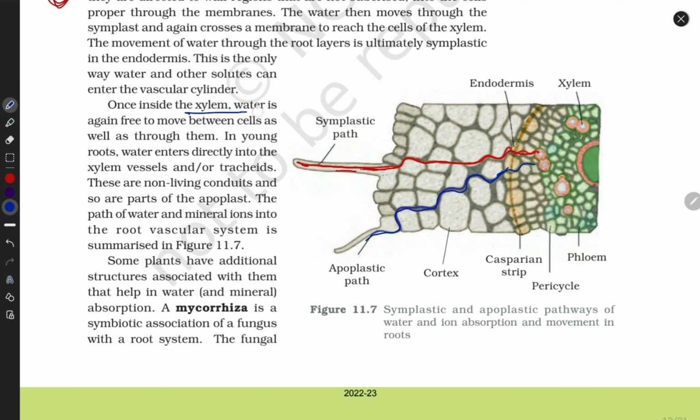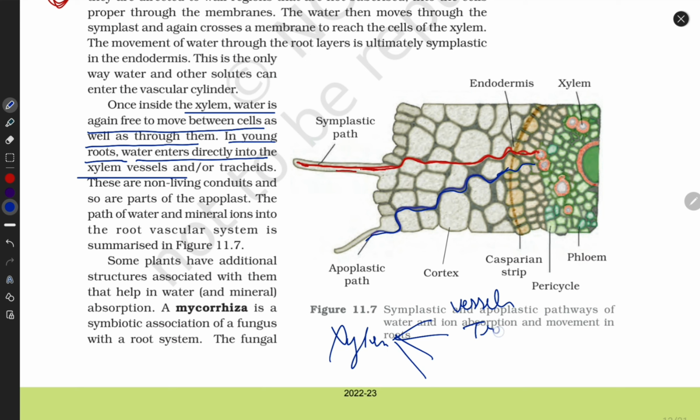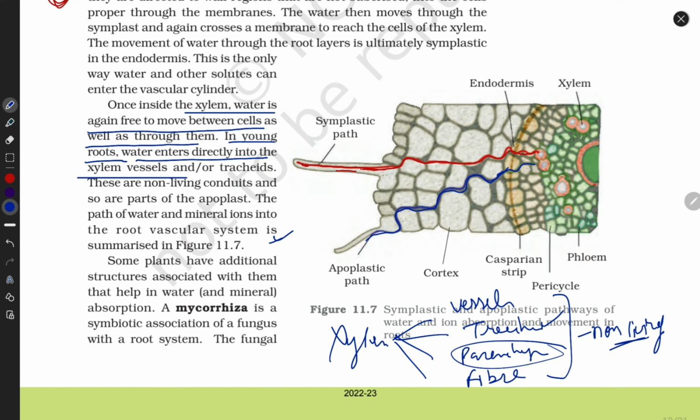Now in the xylem, water is again free to move between cells as well as through them. In young roots, water enters directly into the xylem vessels. Xylem is made up of four parts: vessels, tracheids, xylem parenchyma, and xylem fiber. Except for parenchyma, they are non-living, dead, so they can easily transport the water.